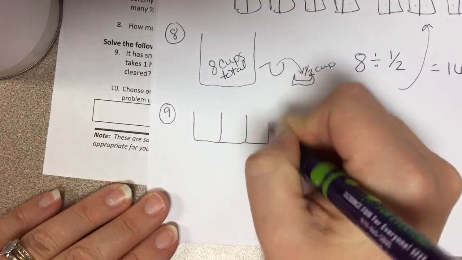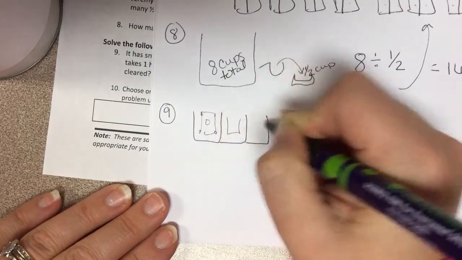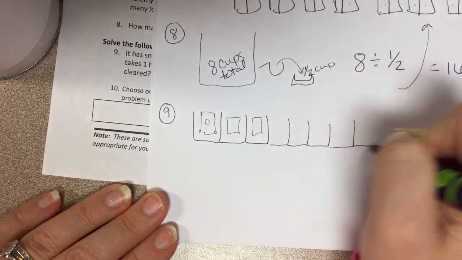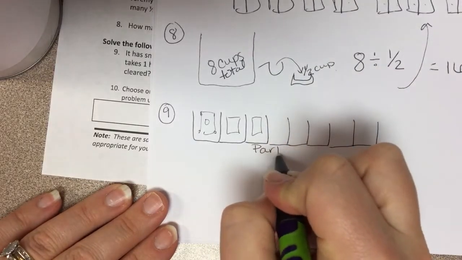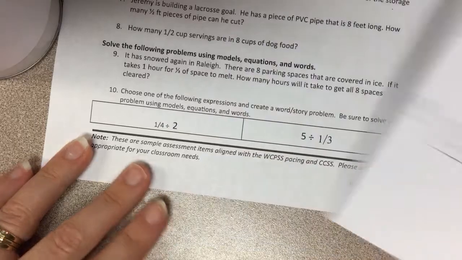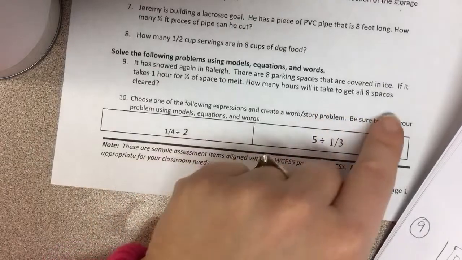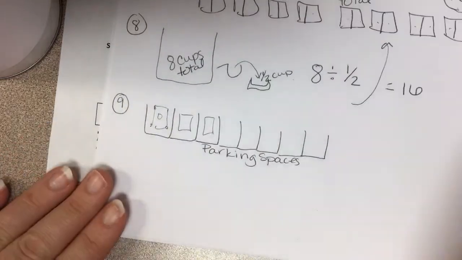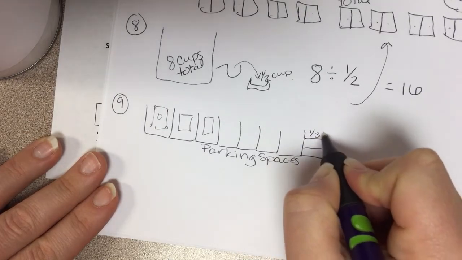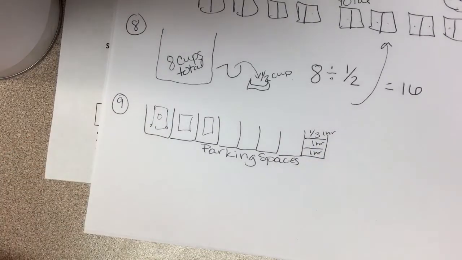So like here's these little parking spaces, and I'm going to put a car in it. That's supposed to be a car. Anyway, 1, 2, 3, 4, 5, 6, 7, 8. These are parking spaces. Let's label my bad drawing. Parking spaces. If it takes 1 hour for 1/3 of a space to melt, how many hours will it take to get all 8? So if it takes 1/3 to melt, it takes 1 hour, 1 hour, 1 hour. How many hours is it going to take?